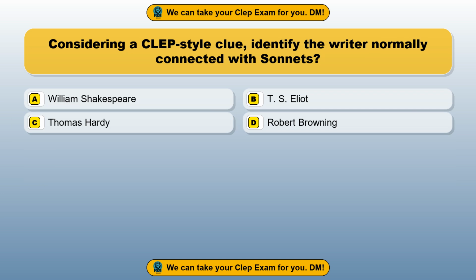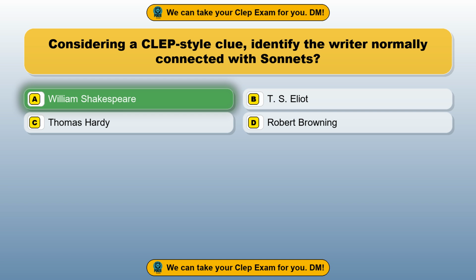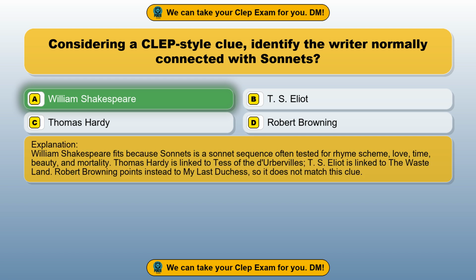Question 42. Considering a CLEP-style clue, identify the writer normally connected with sonnets. Option A, William Shakespeare. Option B, T.S. Eliot. Option C, Thomas Hardy. Option D, Robert Browning. The correct answer is option A, William Shakespeare. William Shakespeare fits because Sonnets is a sonnet sequence often tested for rhyme scheme, love, time, beauty, and mortality.